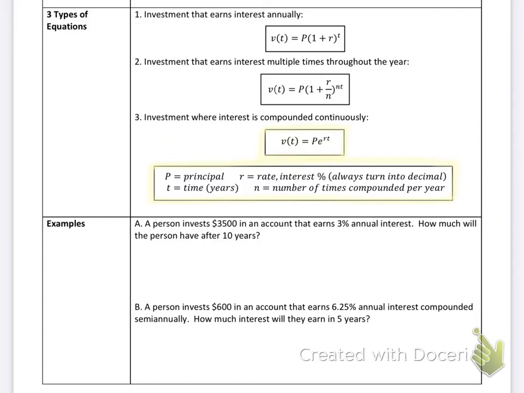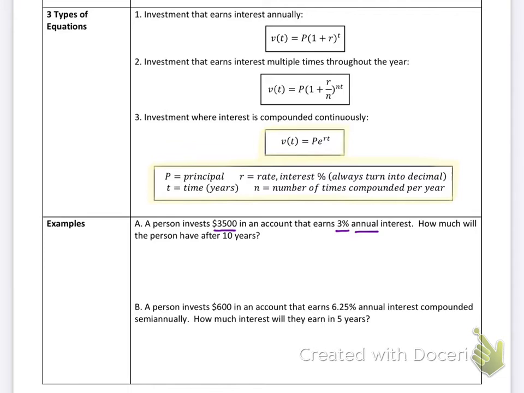So notice that there was nothing that mentioned it being compounded. Because there's no word that says compounded, I'm going to be using my first formula because there's no n needed. So there's not going to be multiplied or compounded multiple times. In retrospect, if you look at B, do you see how it says compounded semi-annually? Because it says compounded semi-annually, I would use the second equation. If it said it compounded continuously, I would use the third equation. So the wording of the problems is really key to understand.